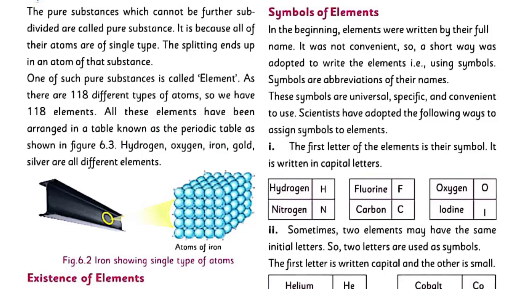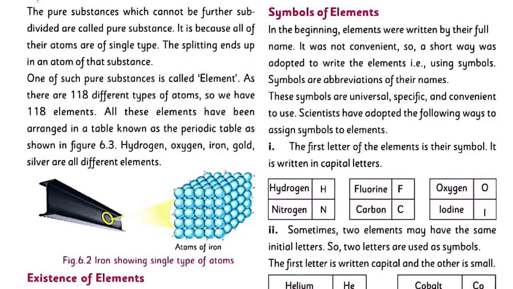Symbols of elements. In the beginning, elements were written by their full name. It was not convenient, so a short way was adopted to write the elements, i.e., using symbols. Symbols are abbreviations of their names. These symbols are universal, specific, and convenient to use. Scientists have adopted the following ways to assign symbols to elements.